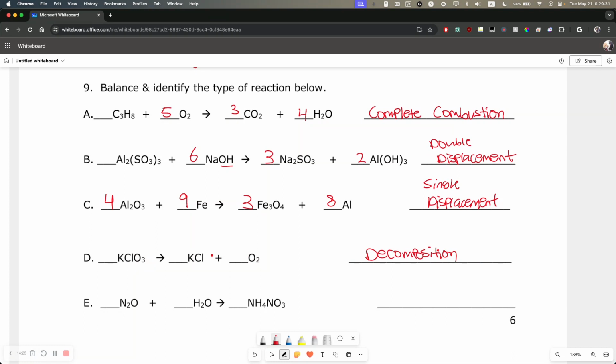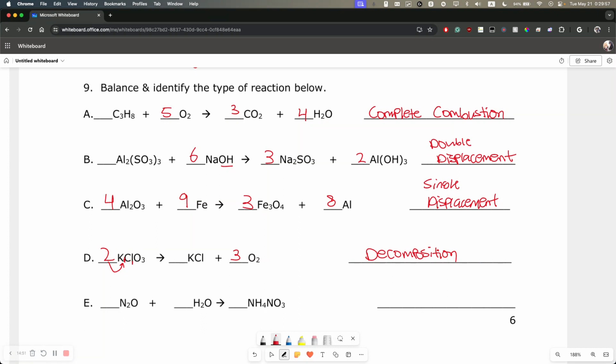We have 3 oxygens on the left-hand side and only 2 on the right-hand side. So if we multiply 3 by 2, which is this number right here, and this 2 by the number 3 here, our oxygens will cancel out. We have 2 times 3 is 6 oxygens here, and 3 times 2 is 6 oxygens here. But that just changes the ratio of the KCl, and that's what this here is for. So we just multiply these out.